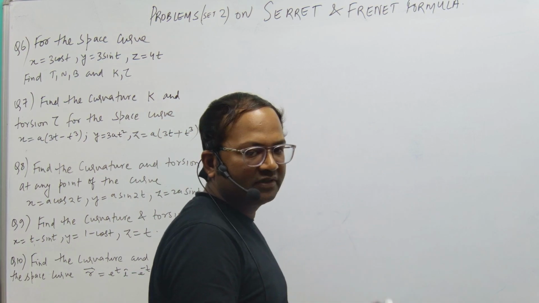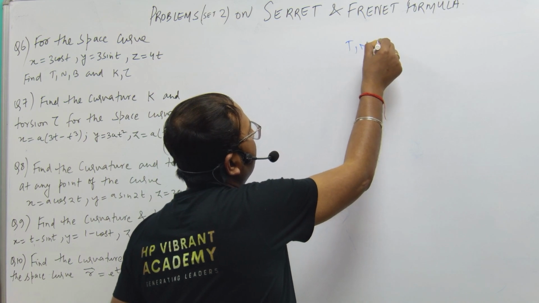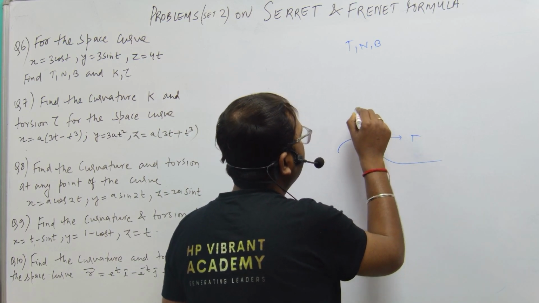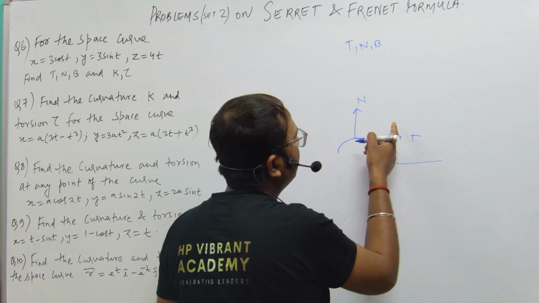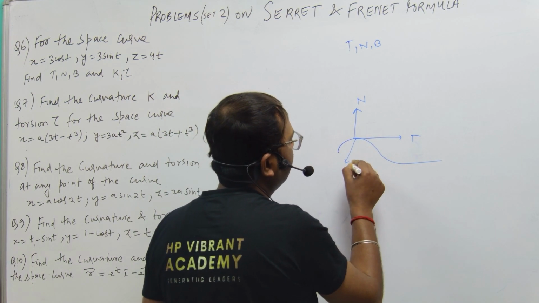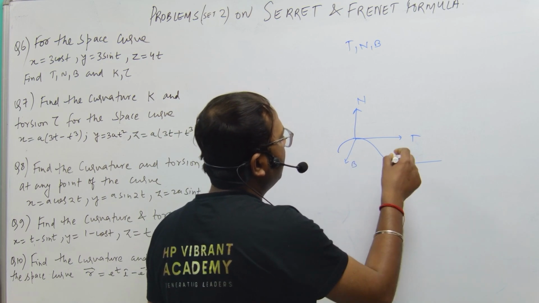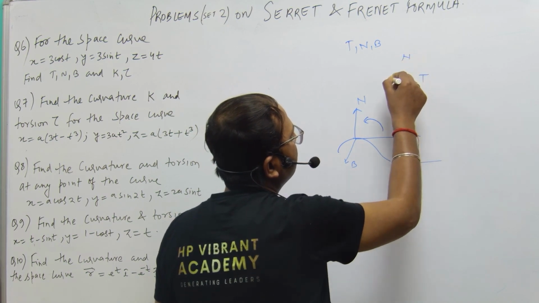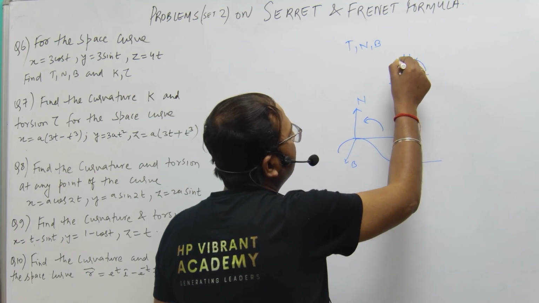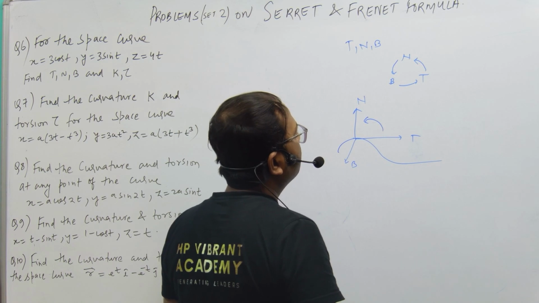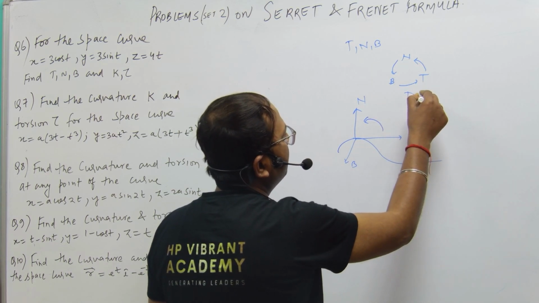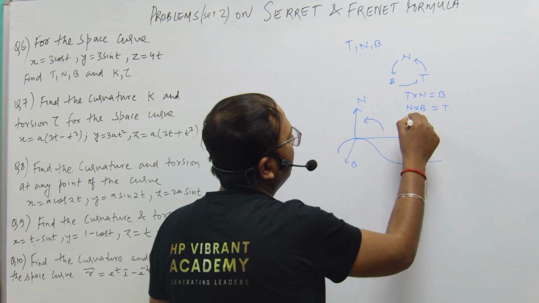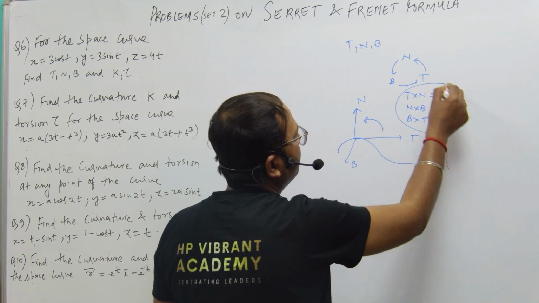We have the fundamental vectors as T, N and B. Suppose this is our curve. We have the unit tangent vector as T. Perpendicular to this is the principal normal vector N. Perpendicular to T and N is the binormal B. How do we find this? We have the right hand thumb rule, and the order is with respect to the right hand thumb rule, that is, anti-clockwise direction. We have T cross N is equal to B, N cross B is equal to T, and B cross T is equal to N. We have seen this in detail in the last lecture.